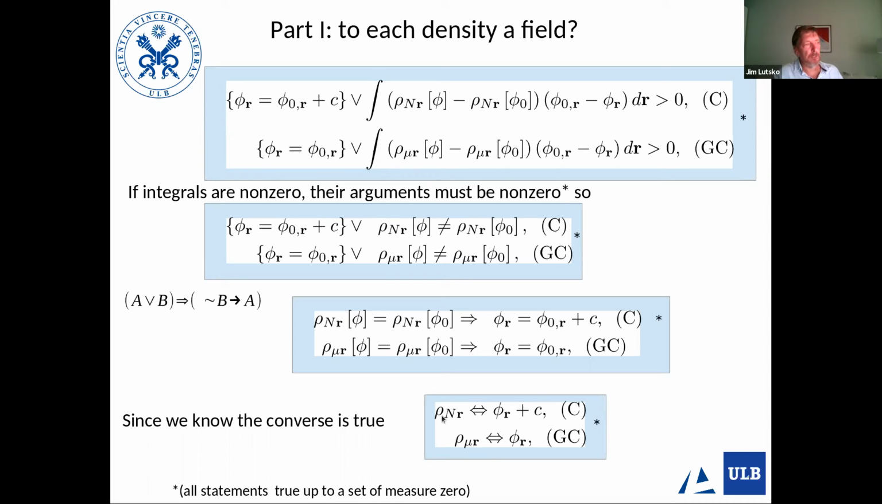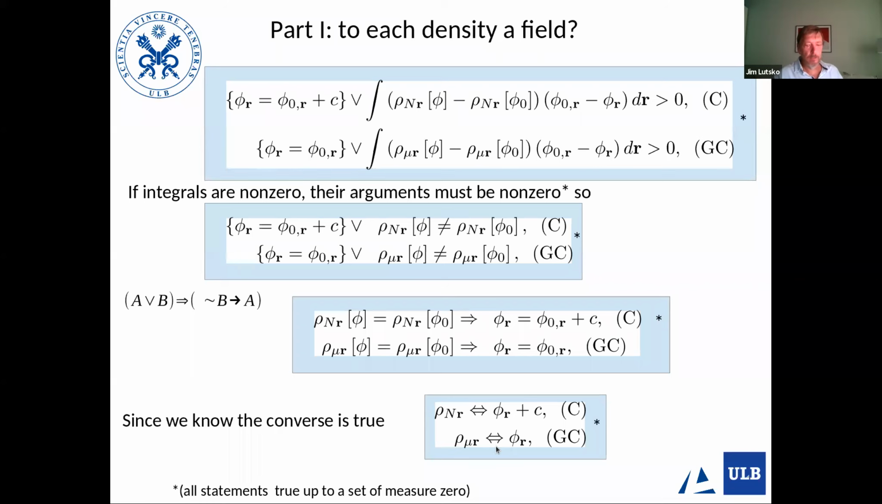But anyways, to keep things simple, what this is saying is, in the grand canonical ensemble, we have the usual statement, which you probably all know, that every density that can be used is generated by some external potential, and every external potential generates some unique density. In the canonical case, almost the same thing is true. You just have to replace external field by a family of external fields, where the family is related by an arbitrary constant.